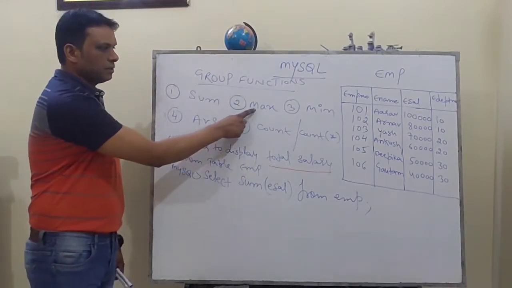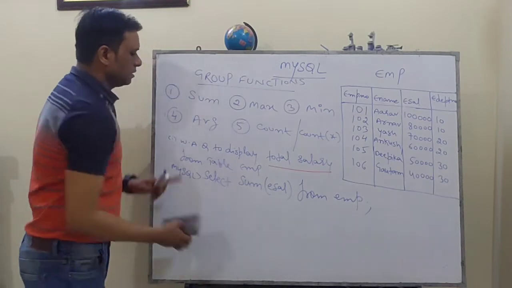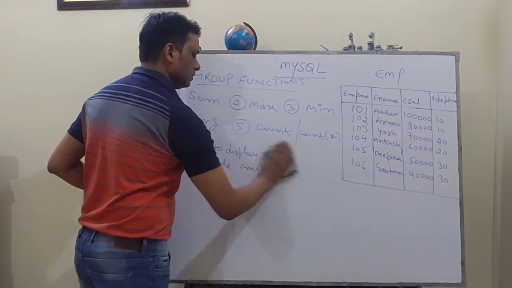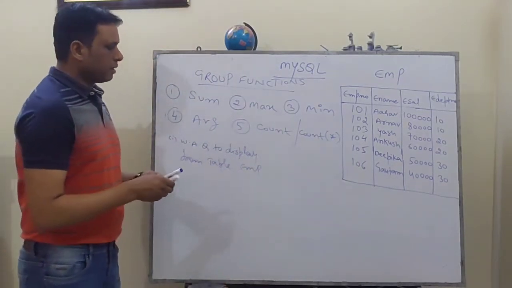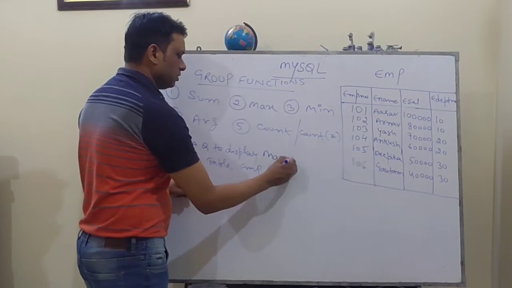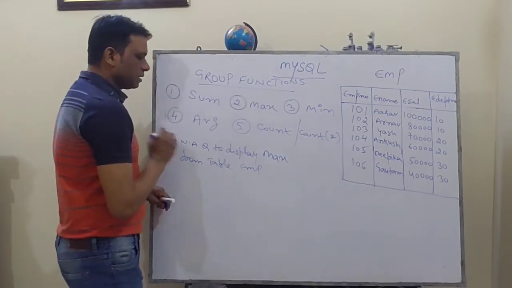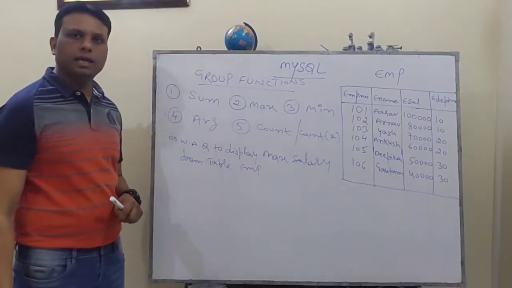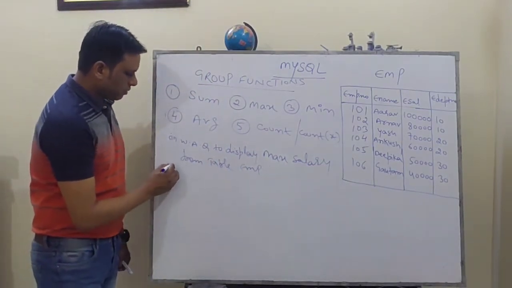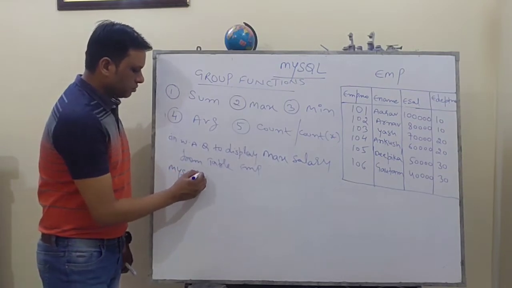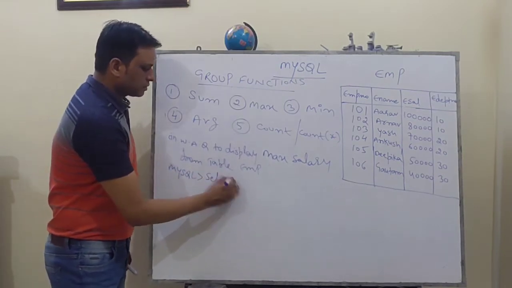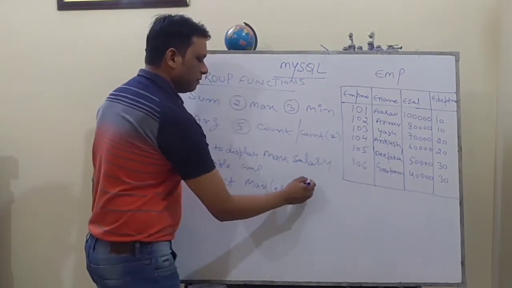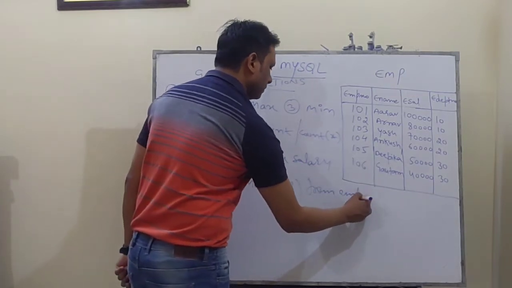Next query on the basis of max. The query is: write a query to display maximum salary. Query number 2 is write a query to display maximum salary from table EMP. In this query, what change is required? We have to write MySQL: select max sal from EMP.